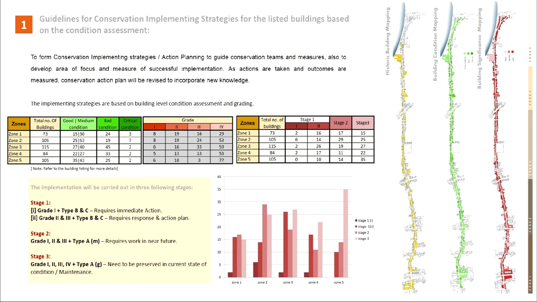Grade 2 and 3 plus type B and C requires response and action plan. Stage 2, grade 1, 2 and 3 plus type A medium requires work in near future. Stage 3, grade 1, 2, 3 and 4 plus type A, G needs to be preserved in current conditions and need maintenance.